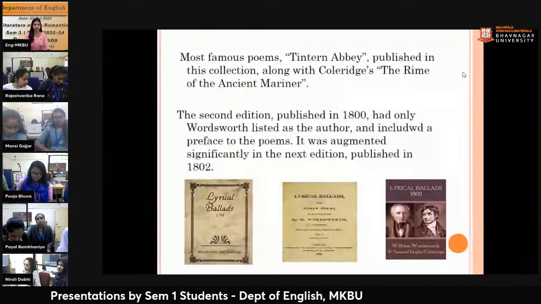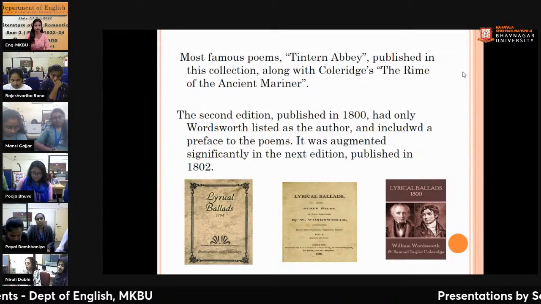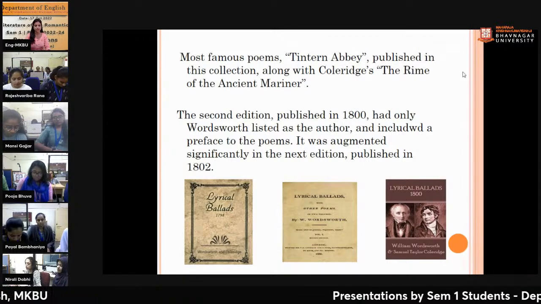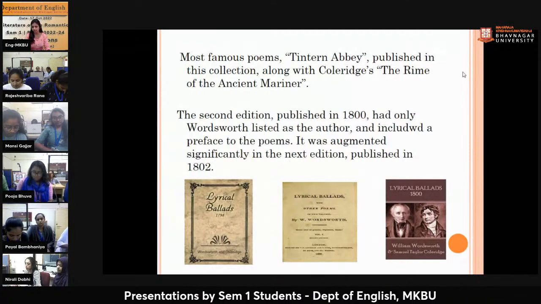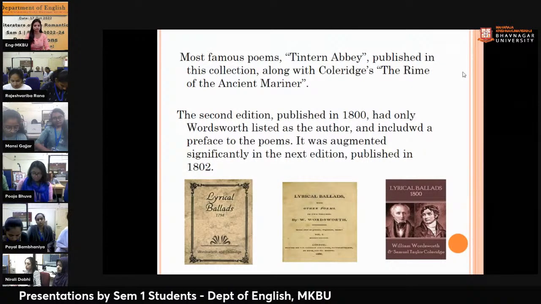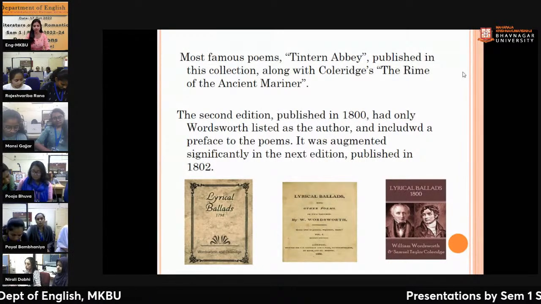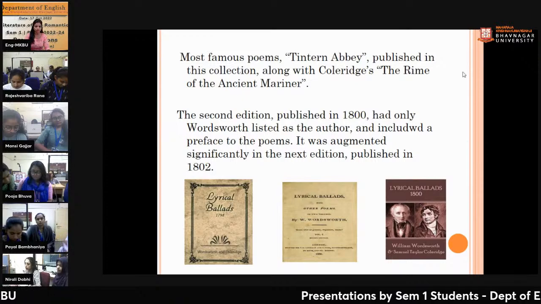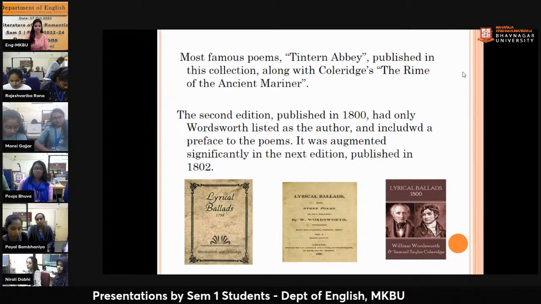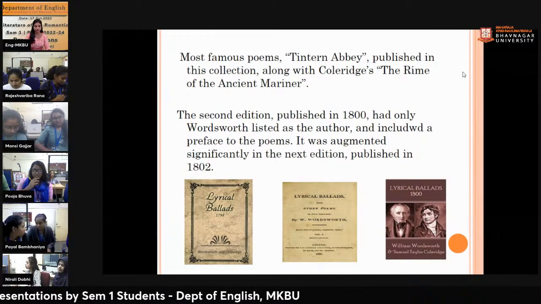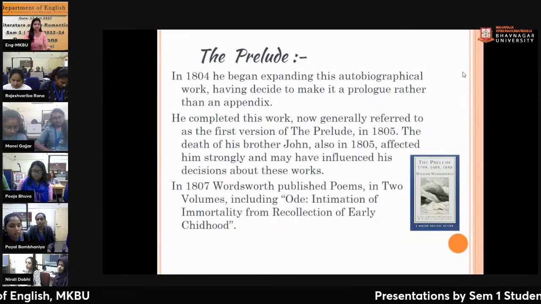His most famous poem, Tintern Abbey, was published in this collection along with Coleridge's The Rime of the Ancient Mariner. The second edition, published in 1800, had only Wordsworth listed as the author and an individual preface to the poems. It was augmented significantly in the next edition published in 1802. The second one is The Prelude.